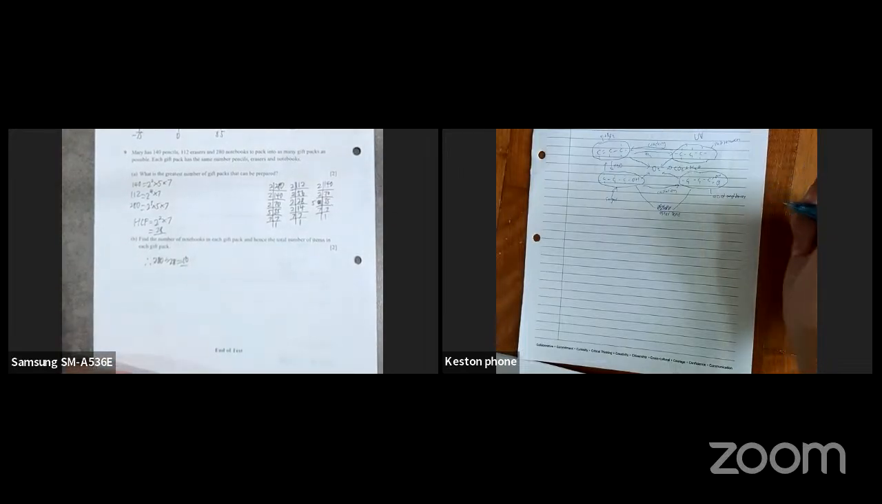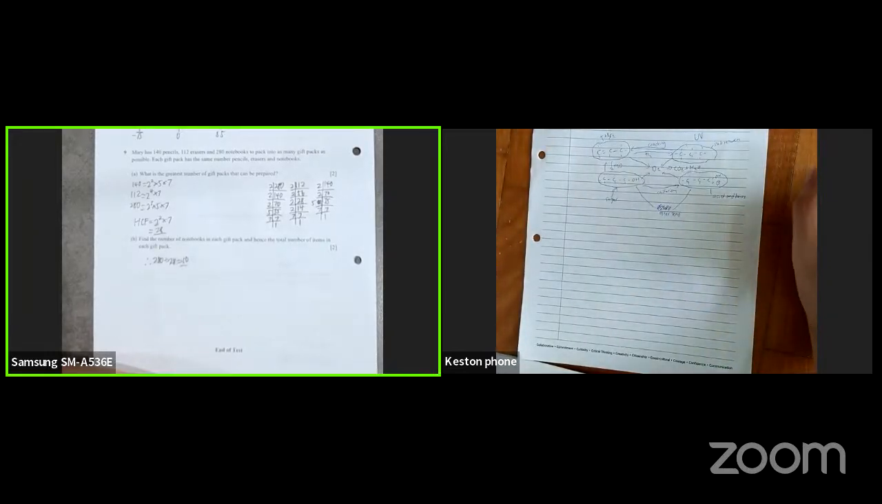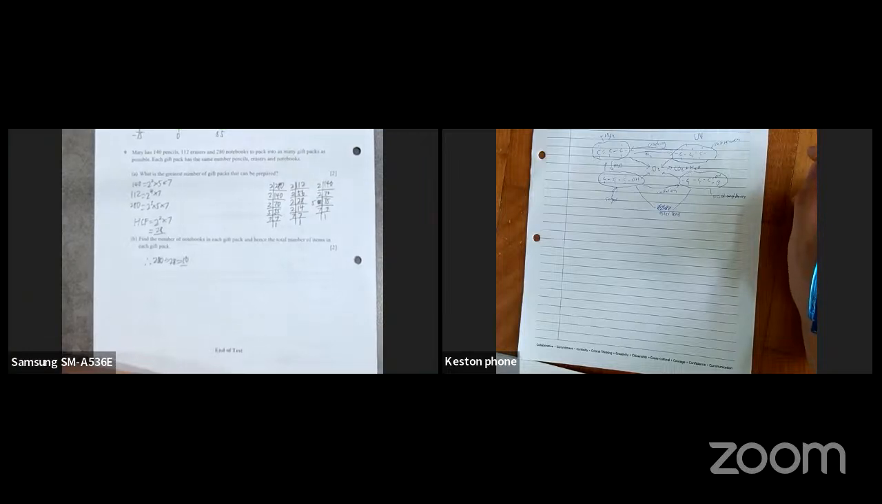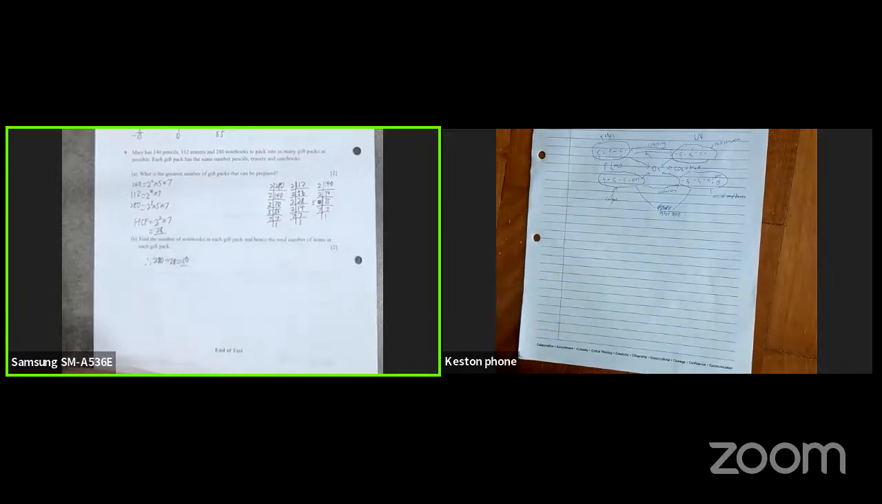Will be bigger than the original. So does it make sense in this situation if the gift pack is bigger than 140, 112, and 280? No, not really. Okay. So logically, you rule out LCM, which is what you need to do. But you still have doubt with 28.